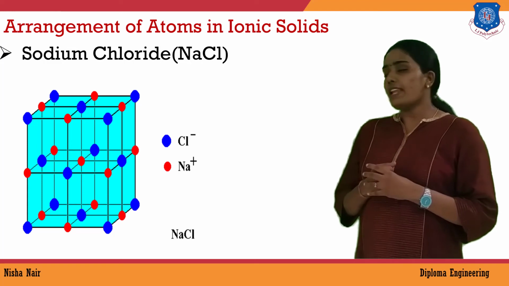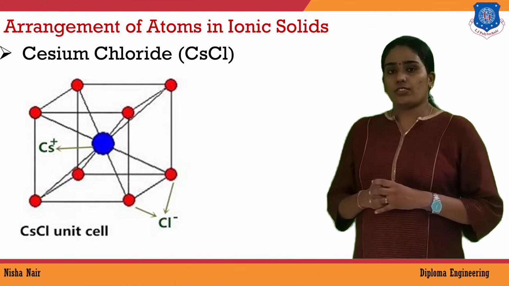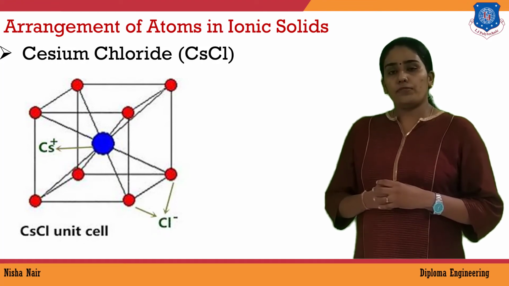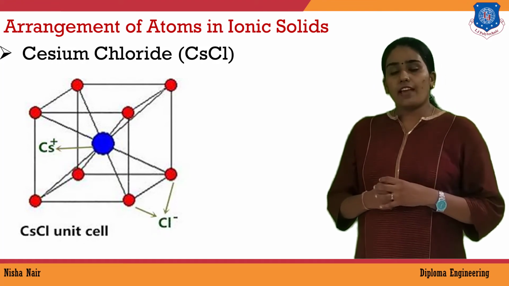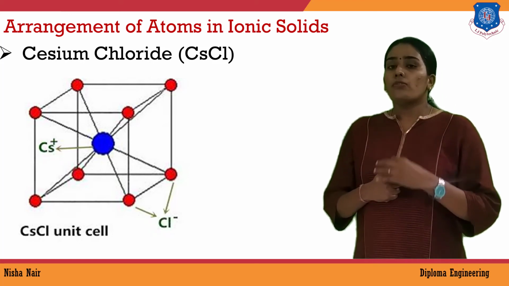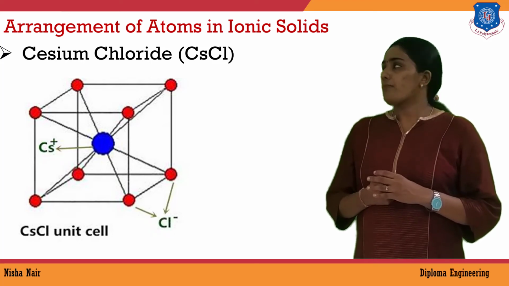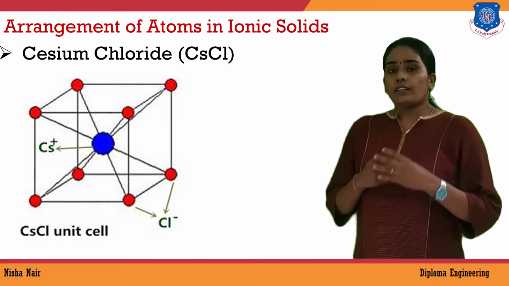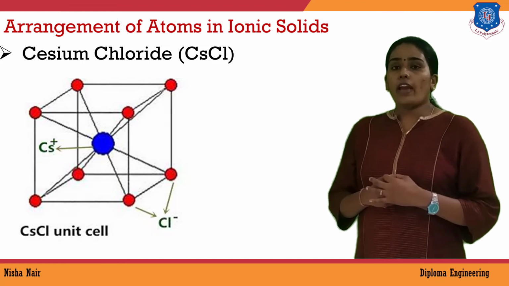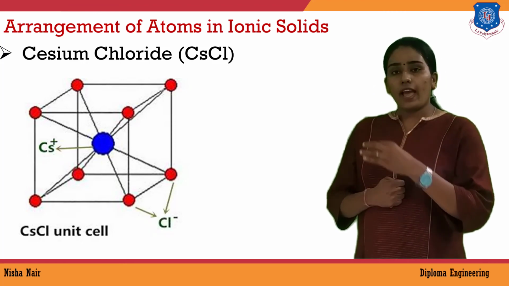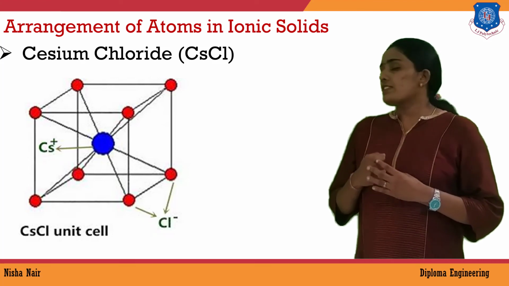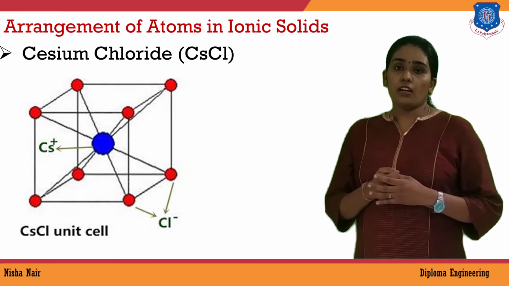Now, next is the cesium chloride structure. It is also an ionic compound because it has an ionic bond, where cesium is a cation and chlorine is an anion. Cesium gives 1 electron to chlorine to have a stable configuration. The cesium chloride structure is a body-centered cube structure, where you can see chlorine atoms on the 8 corners of the cube and cesium on the center of the cube.